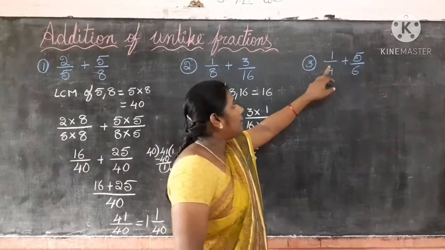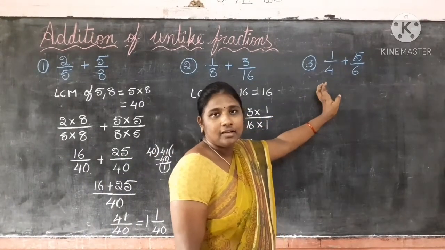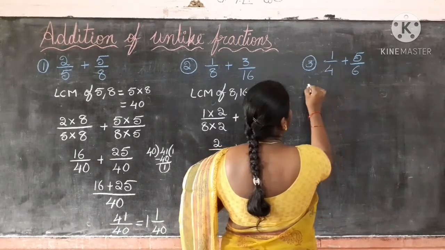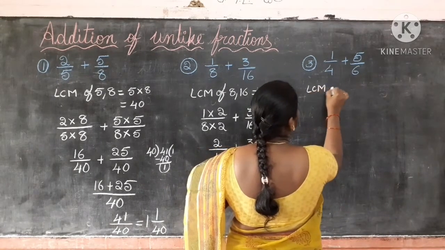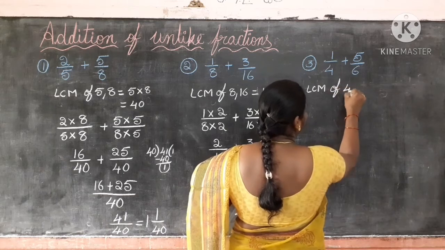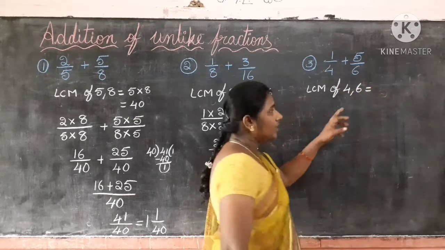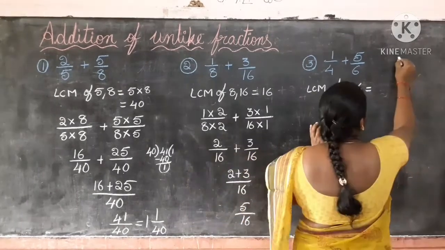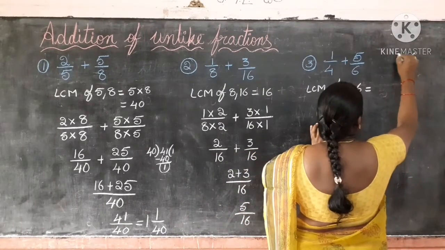Next one. 1 by 4 plus 5 by 6. 1 by 4 plus 5 by 6. So here what is the LCM? LCM of 4 comma 6. These two will come in 2 tables. So we have to find the LCM for this. 4 comma 6.